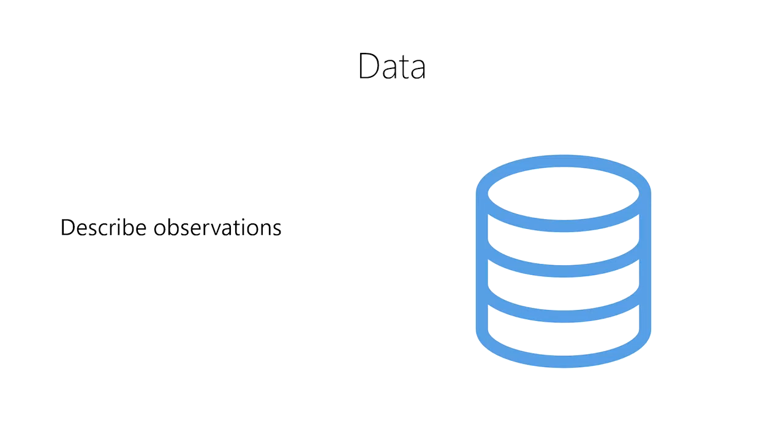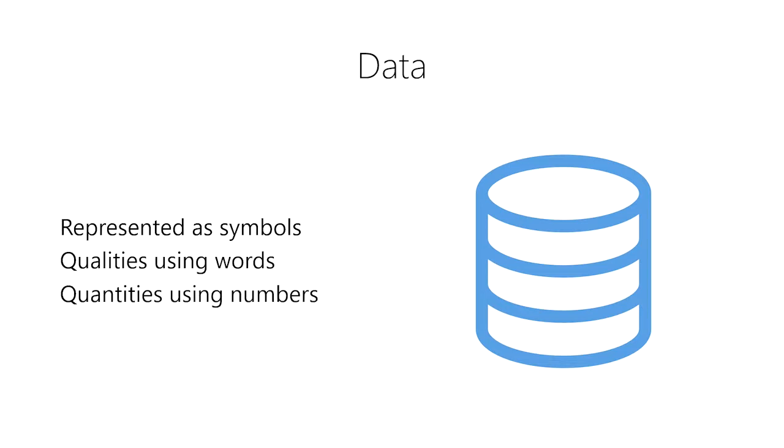These include descriptions of the qualities of things in our world, for example, colors, shapes, and textures. In addition, they describe measurements of the quantities of things in our world, for example, size, weight, and velocity. Data are represented using symbols. This includes representing the qualities of things using words, for example, the color of an apple is red. In addition, this includes representing the quantities of things using numbers. For example, the apple has a mass of 100 grams.